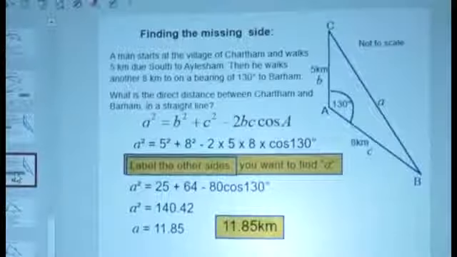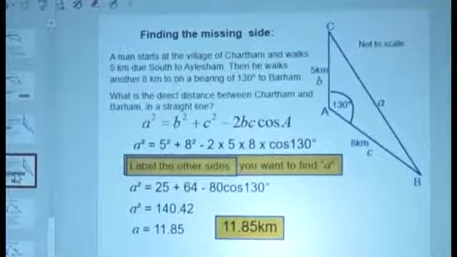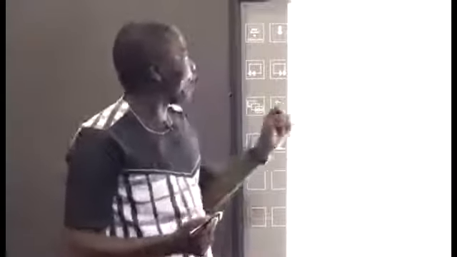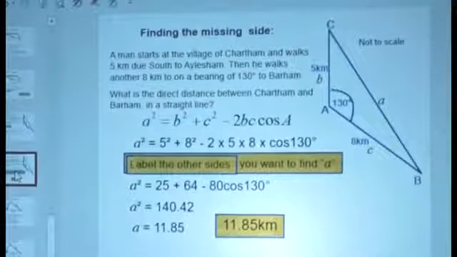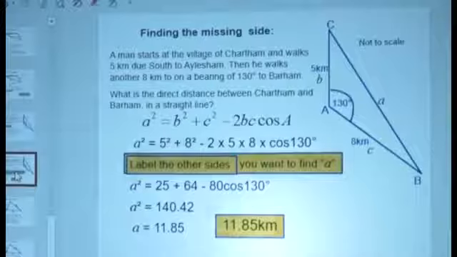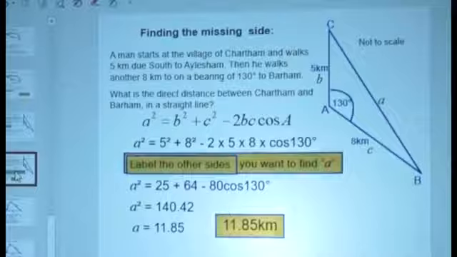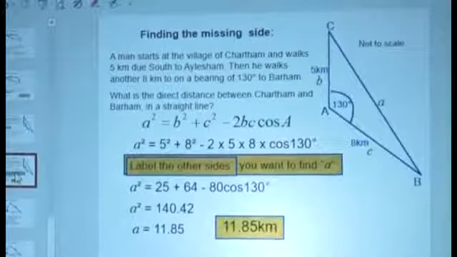I want us to see the application of this one, finding the missing side. When we look at this, a man starts at the village of Chatham and walks 5 kilometers due south to Sham. Then he walks another 8 kilometers on a bearing of 130 degrees to Baham. What is the direct distance between Chatham and Baham in a straight line?